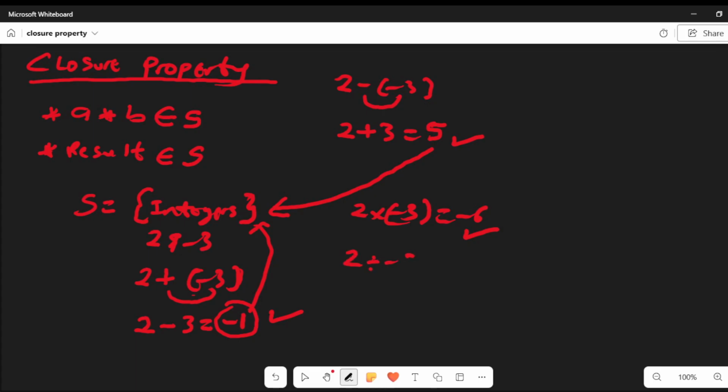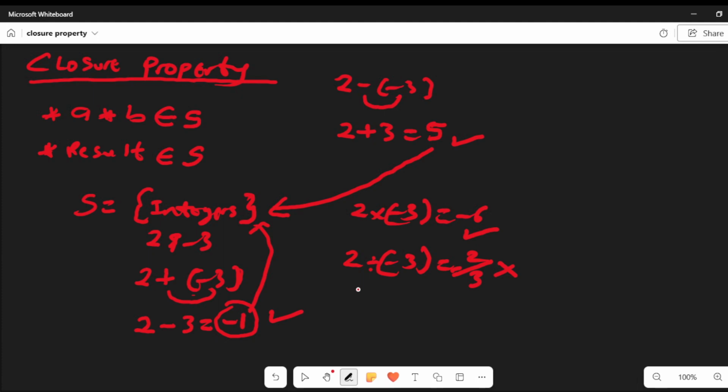2 divided by -3 will give us minus 2 over 3. And minus 2 over 3 is not an integer, that is, it is not a member of set S. That means set S is not closed under the operation 2 divided by -3. But it can close in another operation.